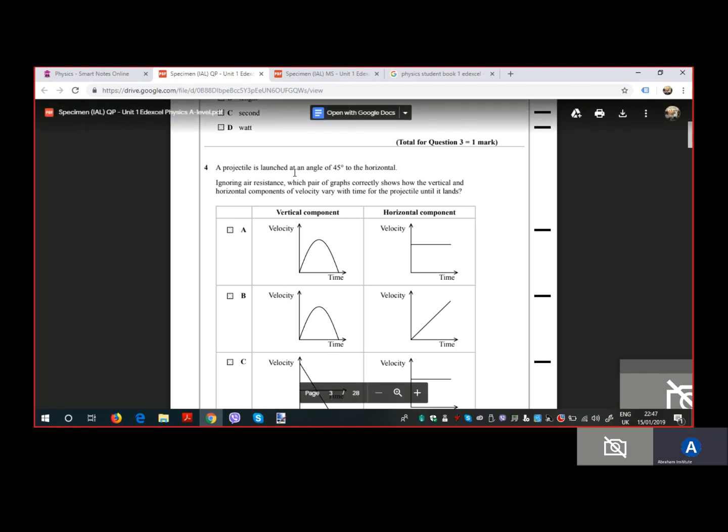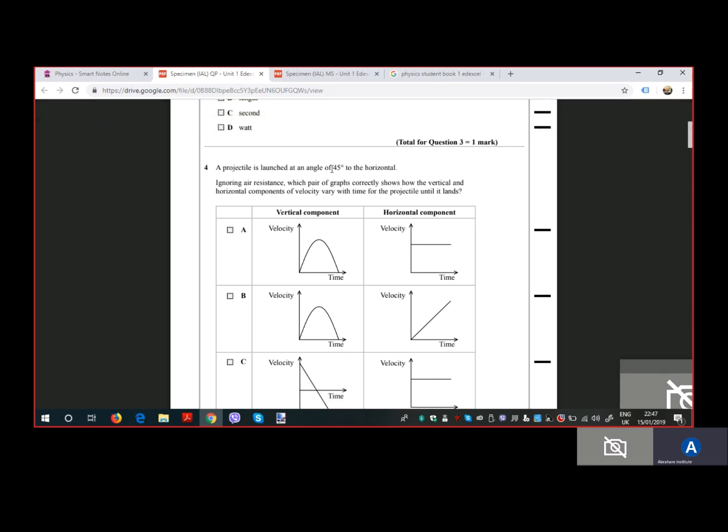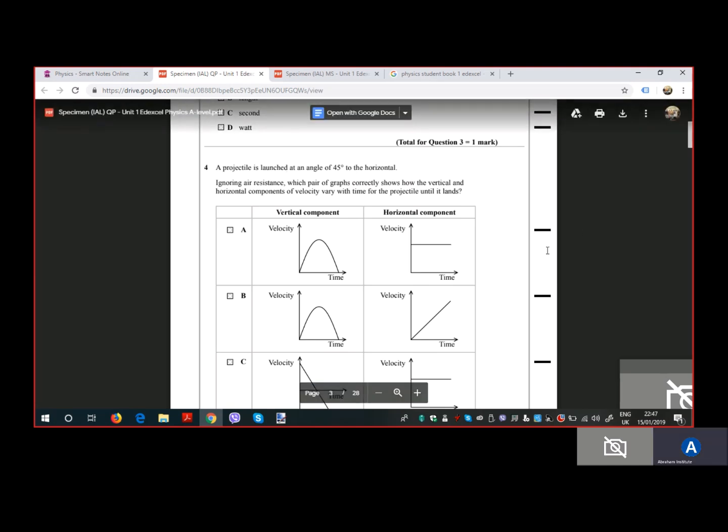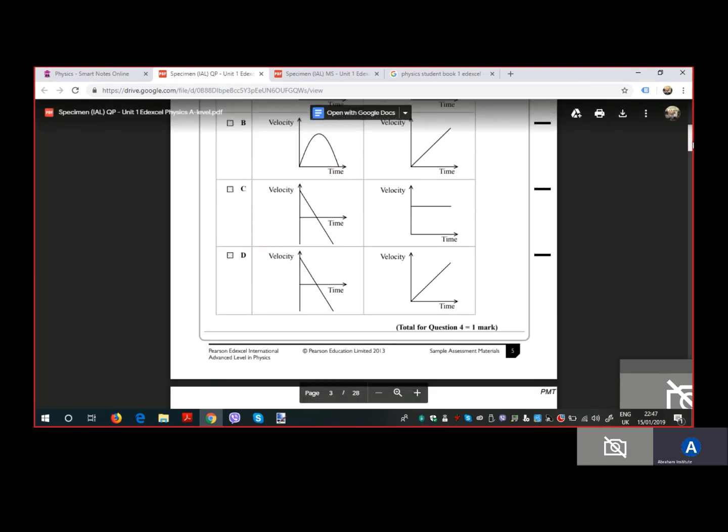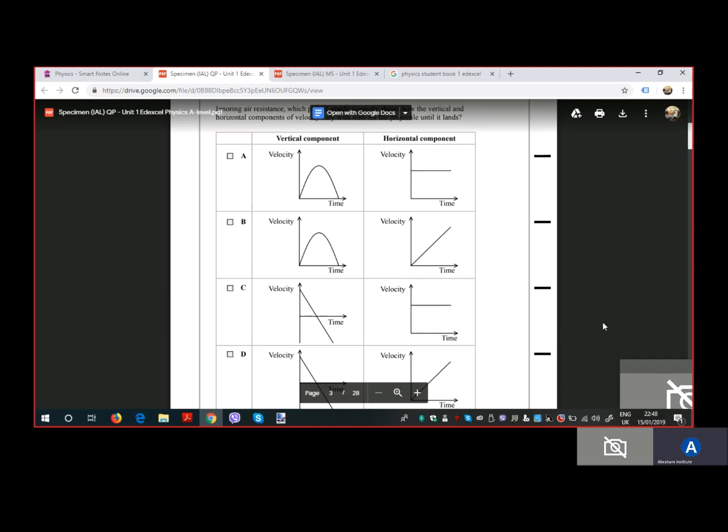So here they say a projectile is launched at an angle of 45 degrees to the horizontal, ignoring air resistance. Which pair of graphs correctly shows how the vertical and horizontal components of velocity vary with time for the projectile until it lands? Okay, so it's launched at 45 degrees to the horizontal, which means it's thrown up, not thrown down. So what should happen? Which is the answer? So A. Okay, we'll see.